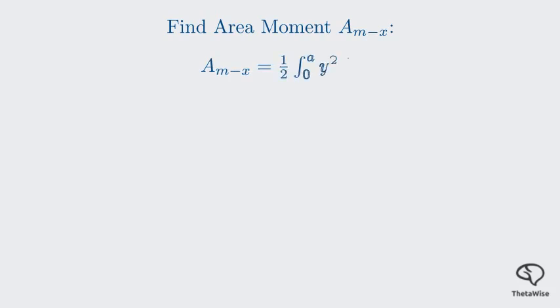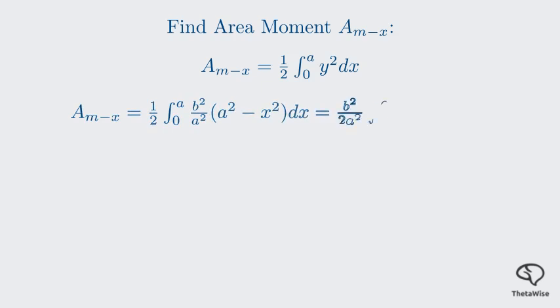Halfway there. Now let's find the y-coordinate of the centroid. We need the area moment about the x-axis, A sub Mx. Using our vertical strip, this is 1/2 the integral from 0 to a of y squared dx. We already found that y squared equals b squared over a squared times (a squared minus x squared). Substituting this in, we get the integral of b squared over 2a squared times (a squared minus x squared) dx.